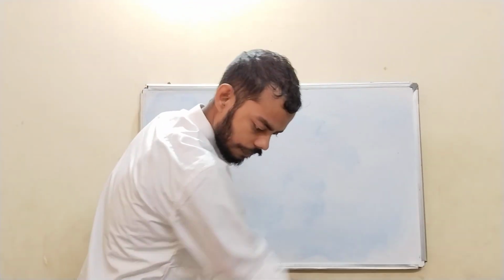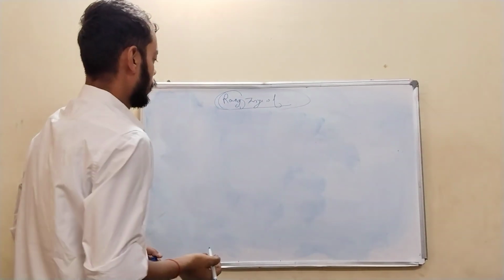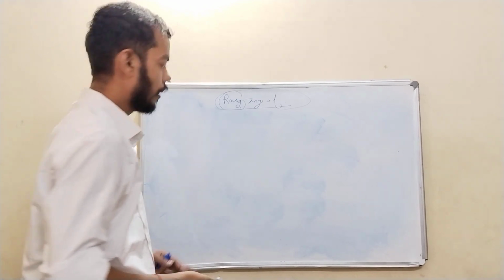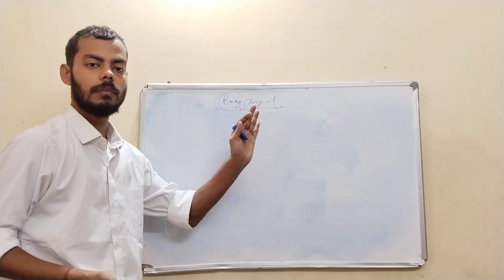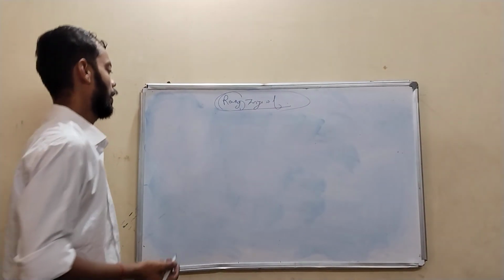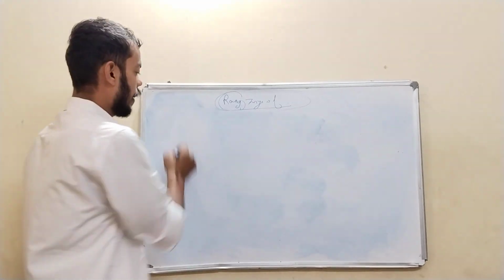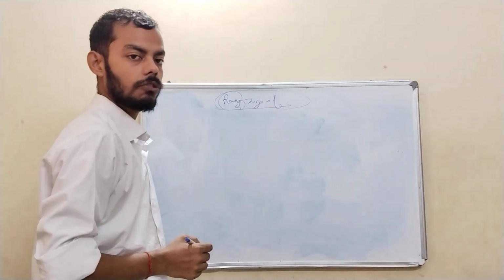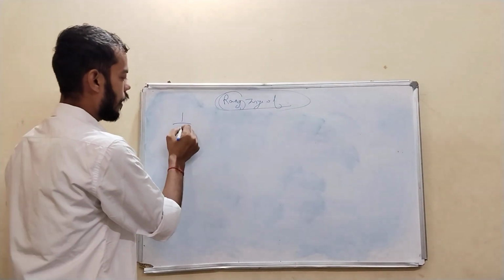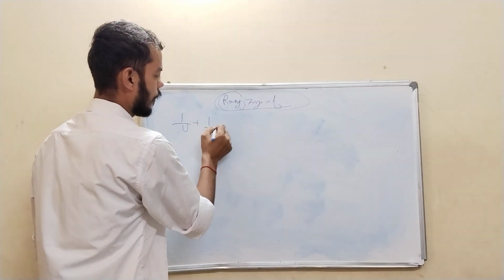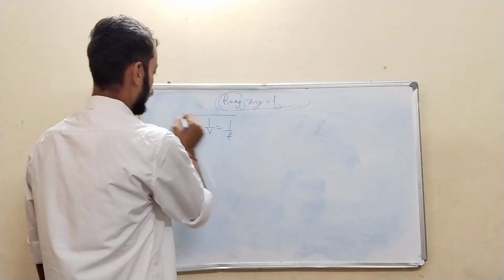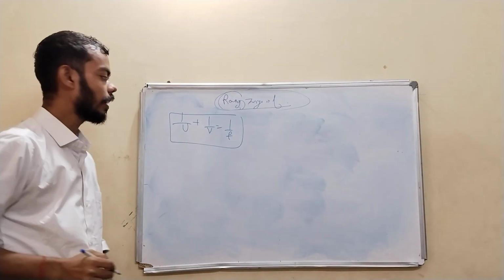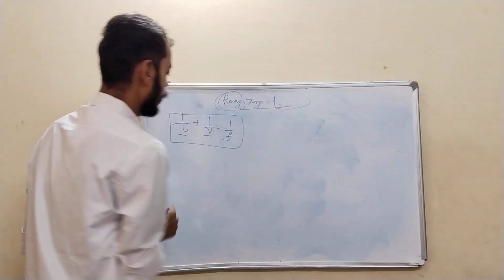I'm not going deep into how to make the ray image. I'm going to define the mirror formula by using which we can solve the numericals. So the mirror formula is 1 by u plus 1 by v is equal to 1 by f. You must be wondering what is u, what is v, what is f.